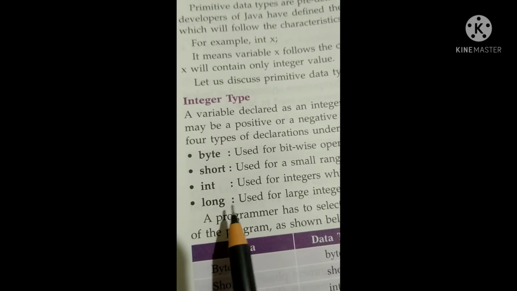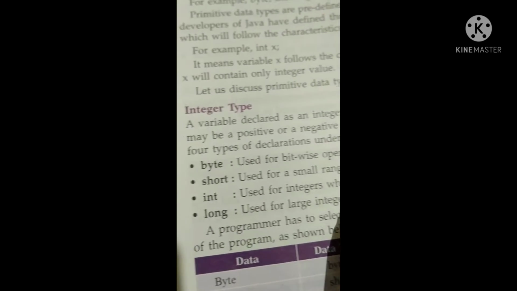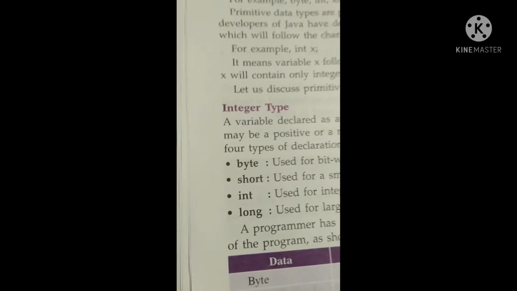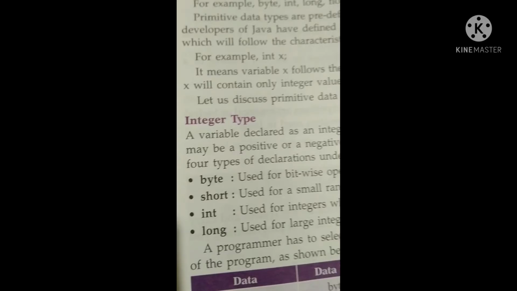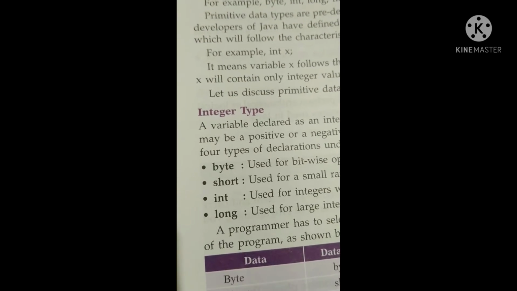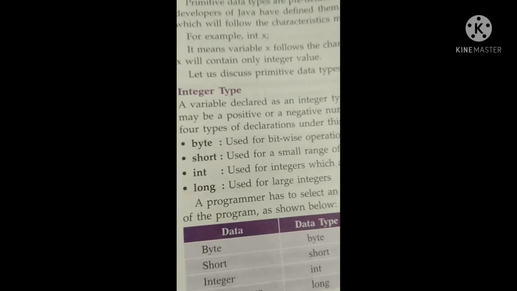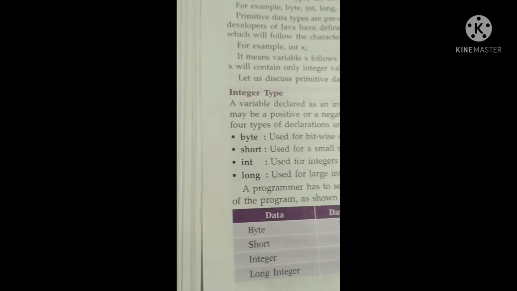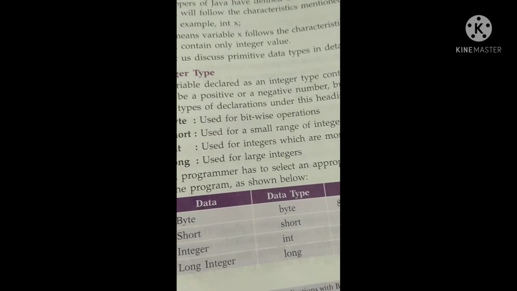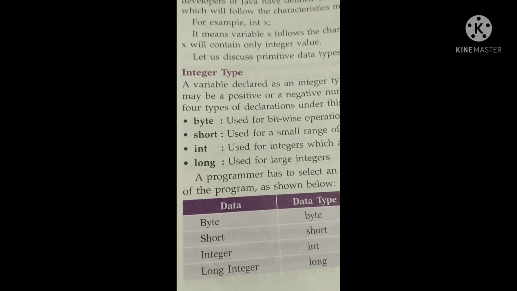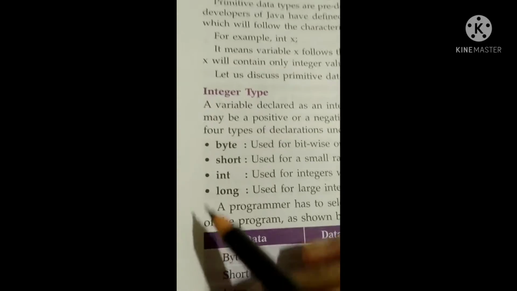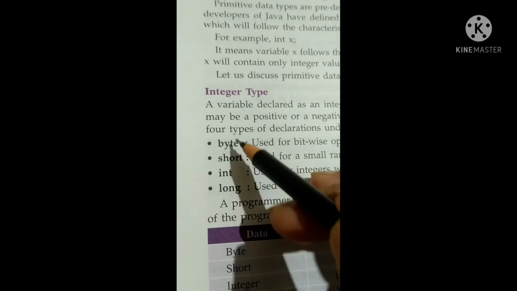Okay, the long type is used for long integers. If you have understood that you need a long integer, that you are working with very large numbers, then you take the long integer data type. A programmer has to select an appropriate data type according to the need of the program. What is the need of your program? You have to determine that first of all. After that, you should select your data type from the given list.